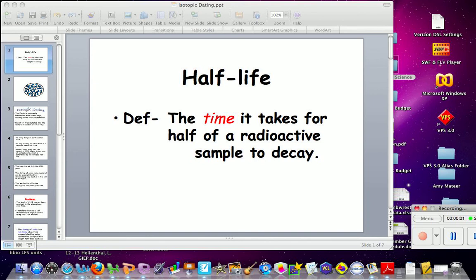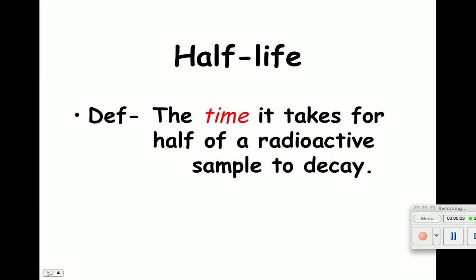Okay, our topic for today is isotopic dating. And before we start talking about isotopic dating, we have to talk about a concept called half-life. Half-life is defined as the time it takes for half of a radioactive sample to decay.